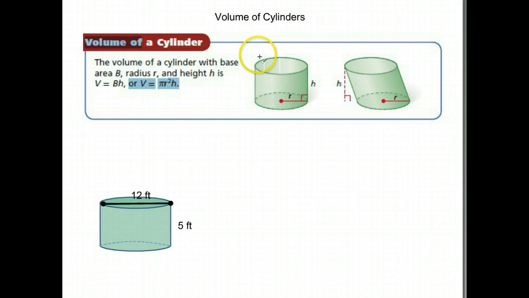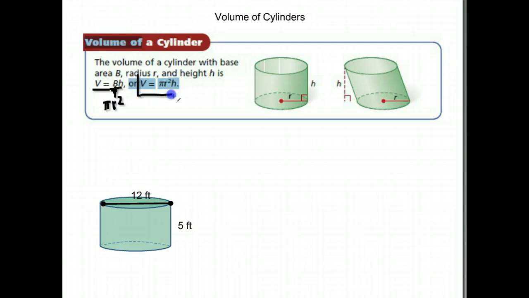All right, here's the formula for the volume of a cylinder. It's similar to our prism formula. It's the area of the base times the height. But rather than just say the area of the base, since a cylinder always has a circle for a base, we just put in there the formula for the area of a circle, which is pi times radius squared.